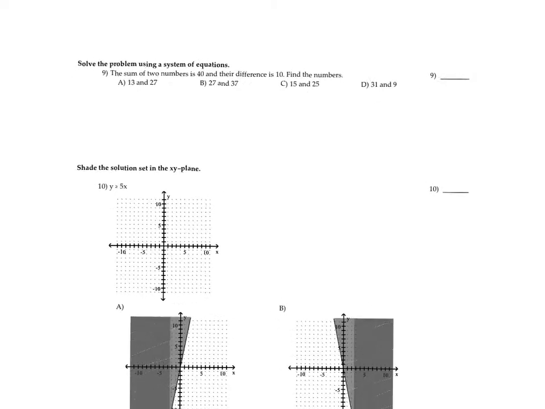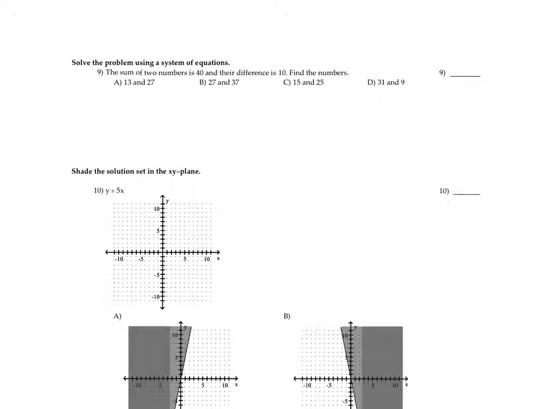Now, for problem 9, the sum of two numbers is 40, and the difference is 10, so we want to find the two numbers. So we know x plus y, the sum, is 40, and the difference, x minus y, is 10. This is a system of equations that is set up for elimination. So I'm going to add down, and I get 2x, the y's cancel, and that equals 50.